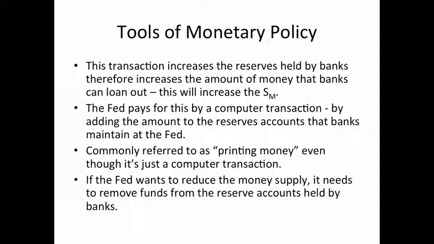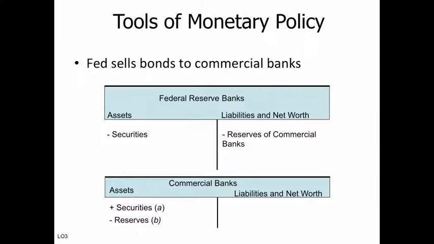Conversely, for reasons we'll see later, if the Fed wants to decrease the money supply, what does that mean? That means getting banks to loan out less money. They need to take funds away from the reserve accounts held by banks. So they would do the opposite. They would sell bonds to the banks. So we just see an opposite transaction.